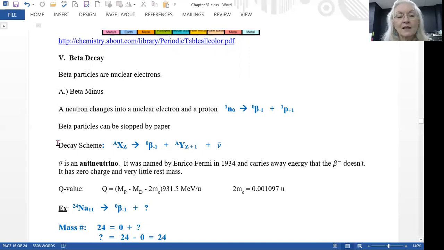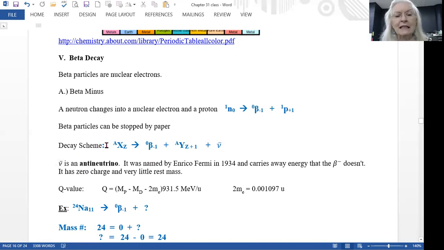Don't worry so much about the decay scheme, except to notice that this little symbol right here is an anti-neutrino. It's the Greek letter nu, so it looks a little bit like a V, but you'll notice on the right-hand side, it doesn't extend out. It sort of curls back with a bar over it. So this is an anti-neutrino. It was named by Enrico Fermi in 1934, and what it does is it carries away energy that the beta minus doesn't. It was developed out of necessity.